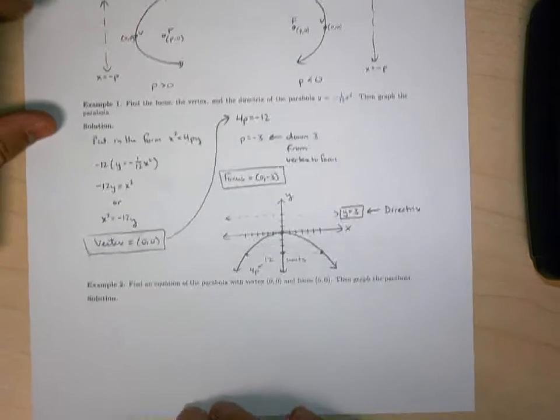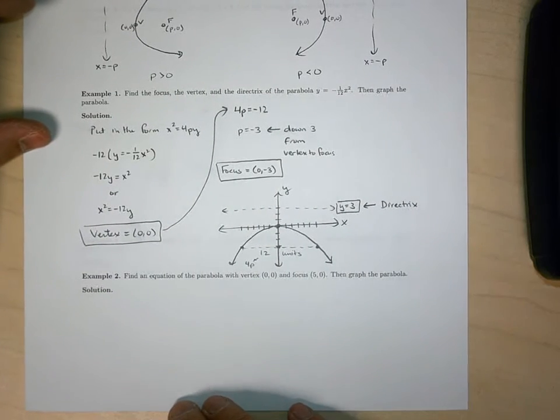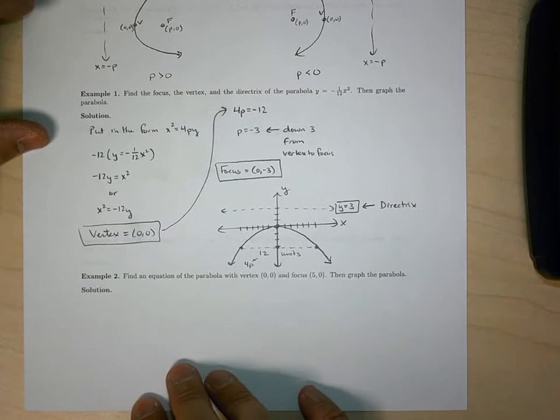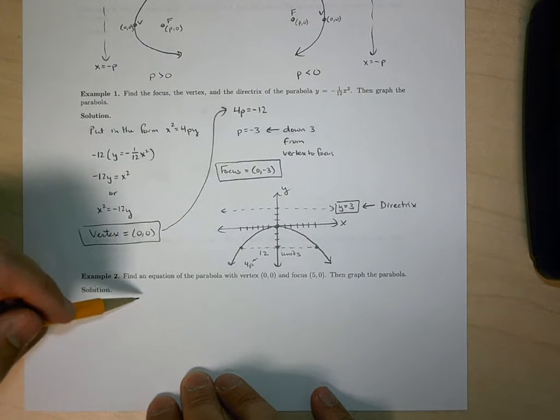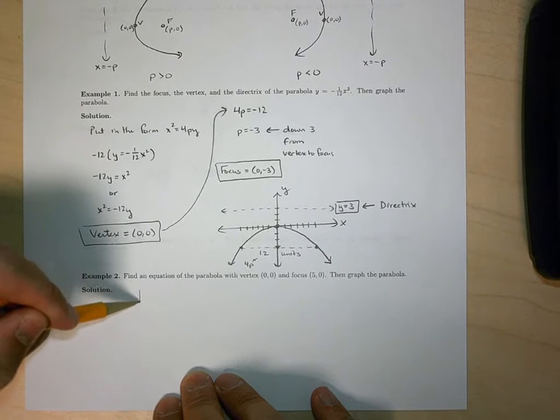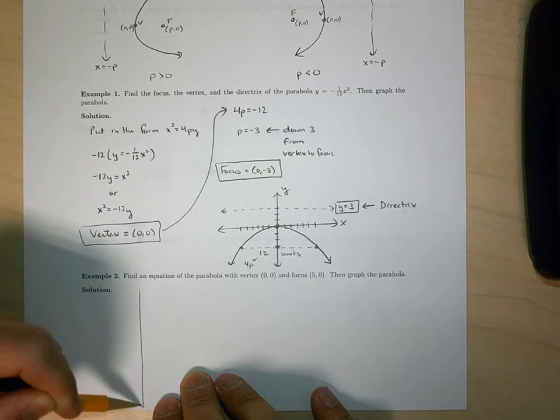In the next example, now we don't know the equation, but we're given the vertex and focus. Really, given the vertex and focus, I can graph the parabola pretty quickly. I should warn you, there should be a fairly long y-axis. I'll probably need the whole rest of the paper here.